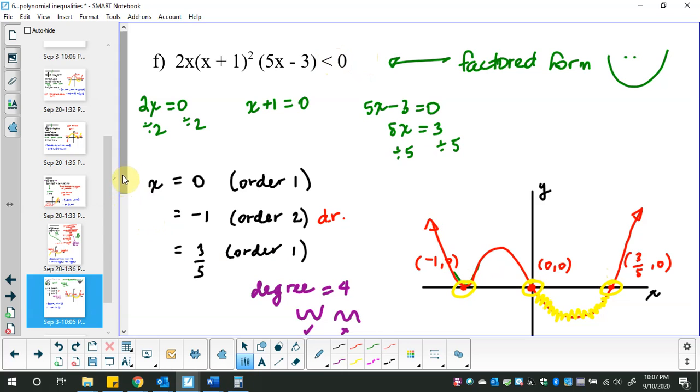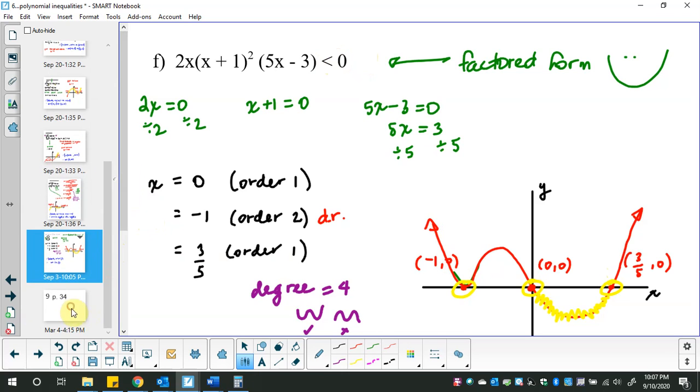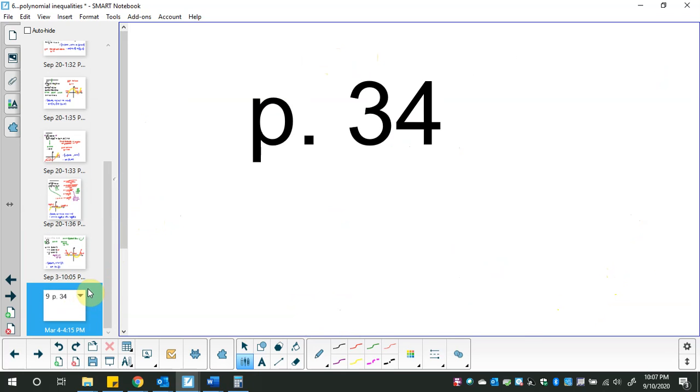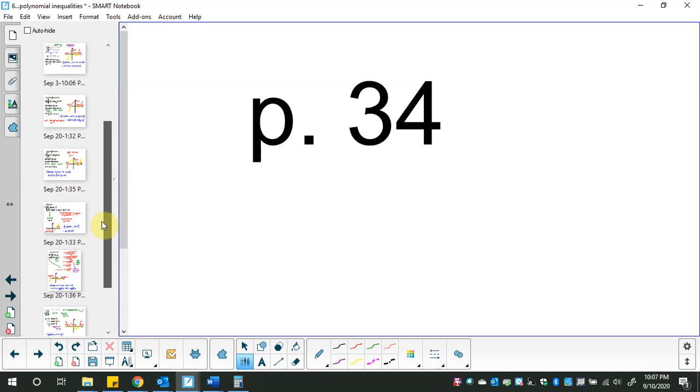So normally a 2-day note, but it's all one, and it's all page 34, and normally I would split it up into factorable and non-factorable. So I didn't do that this time.